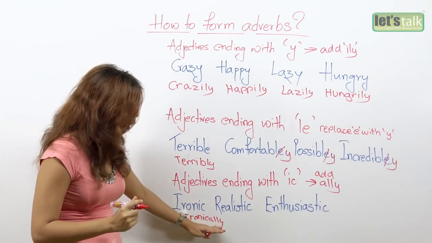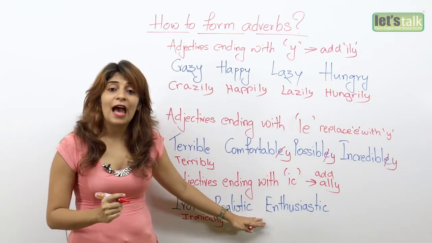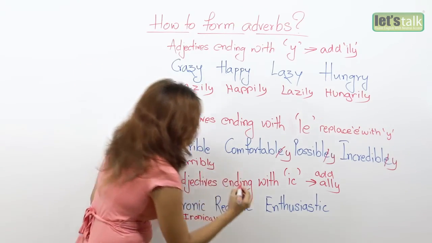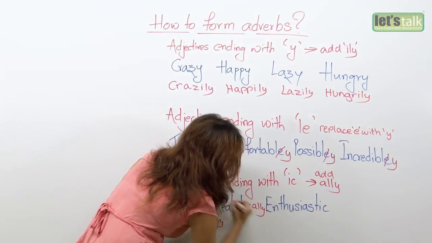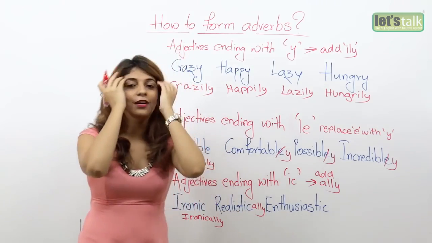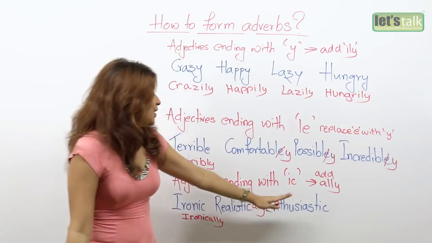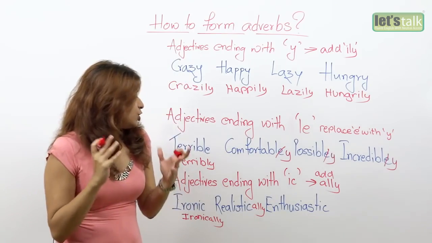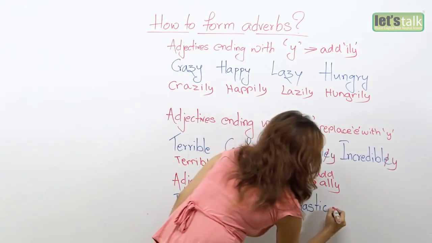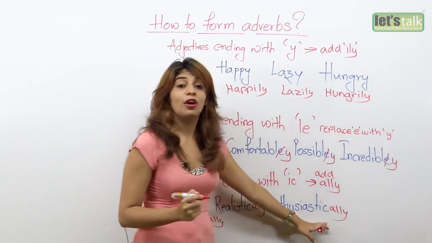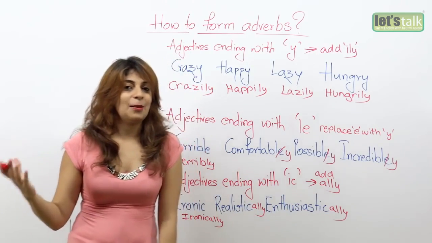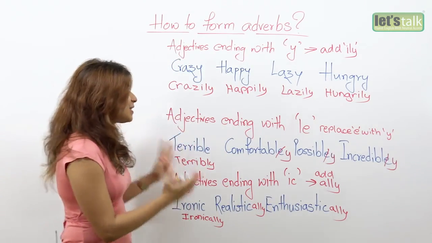So therefore you're going to add the letters ALLY. Okay, so it's ironically. Your adverb for the adjective realistic would be realistically. So add these letters. It's going to be realistically. And then another example for you here is enthusiastic. So she spent her weekend enthusiastically. So enthusiastically is your adverb. And how did you form it? Well, you just added the letters A-double-L-Y. Okay, so that's very simple.